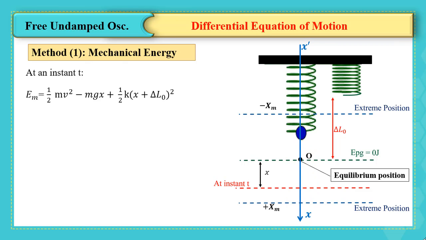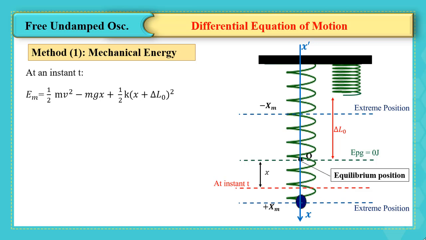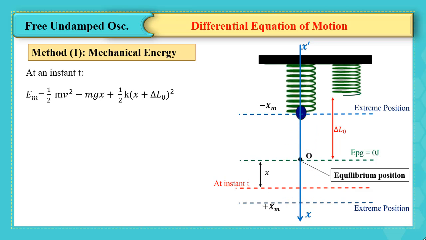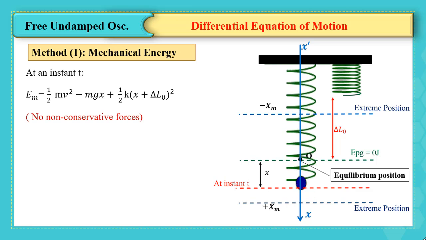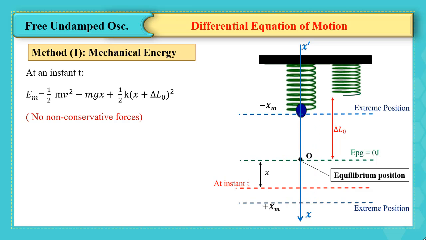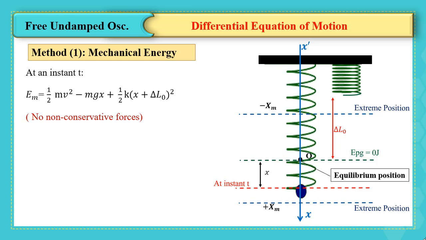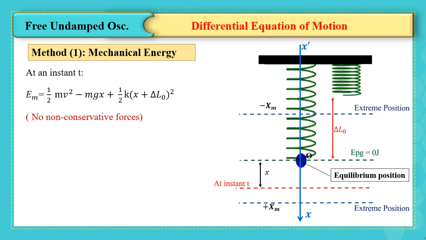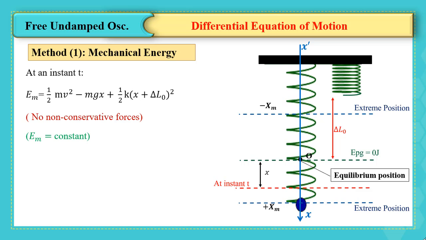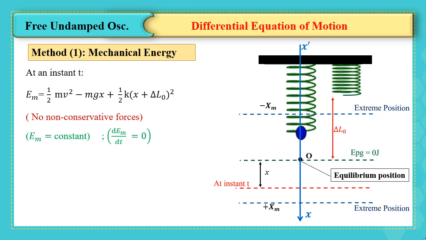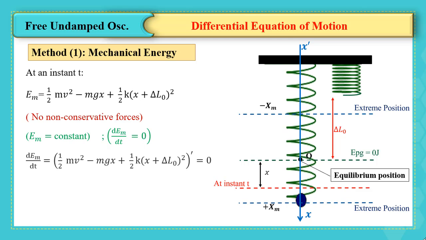Then we know that we are dealing with the undamped oscillation, so there are no non-conservative forces. What does that mean? It means that the mechanical energy is constant, which is conserved, and its derivative is 0. Then try to make its derivative and check your answers with what I'm going to show you. Use these notes whenever you need.